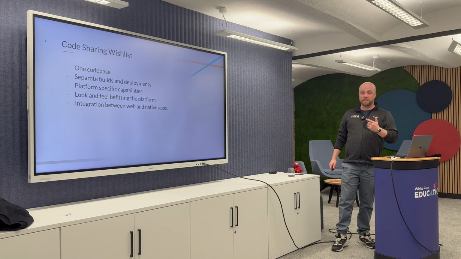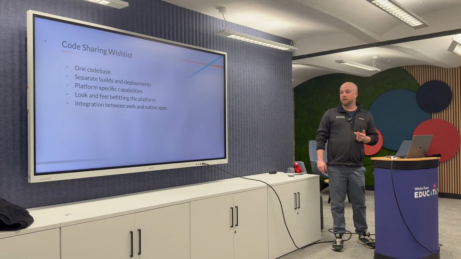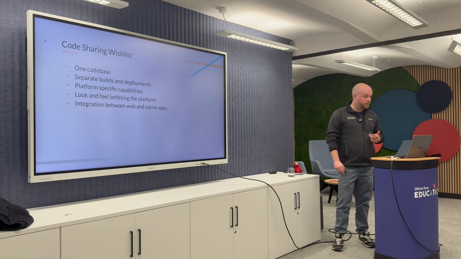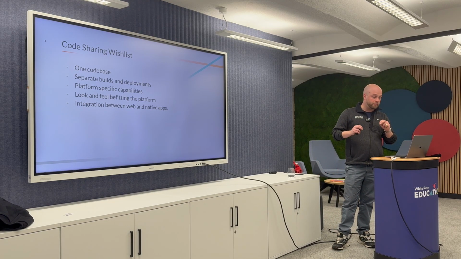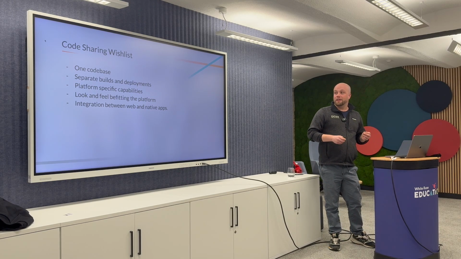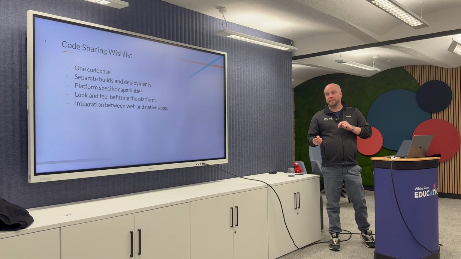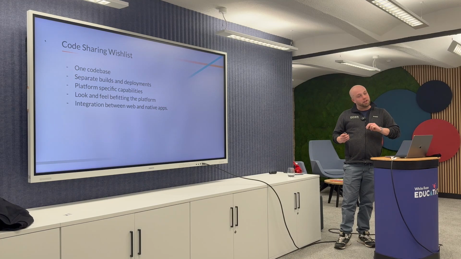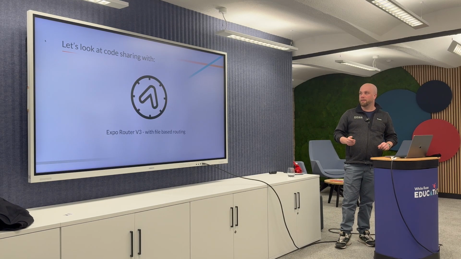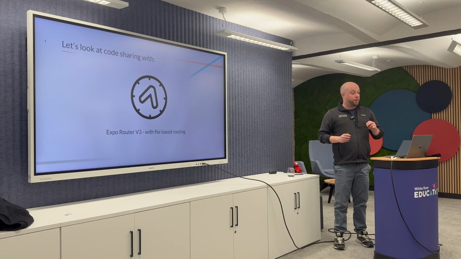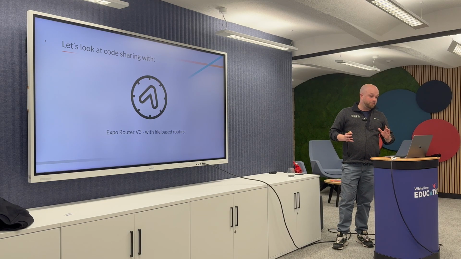I want to be able to use haptics for mobile, window location for web, and secrets on my server. And more importantly, I want the look and feel to be fitting to that platform. An extra bonus would be if I could integrate easily between my web and native apps. It's quite a lot to ask for. It's a big sharing wish list, but we're ambitious as engineers. Now let's see how Expo Router v3 can make those a reality.